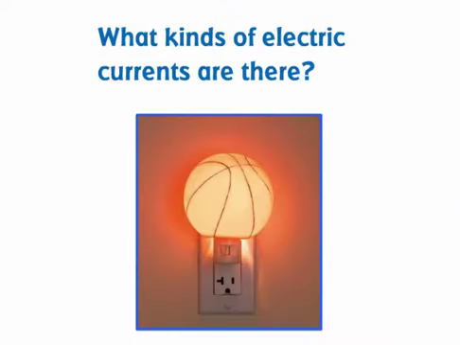What kinds of electric currents are there? Most generators that make electrical energy produce an alternating current, or AC. Alternating current flows in one direction and then in the opposite direction. The electrical charges continuously flow back and forth. Electrical outlets in your home and at school use alternating current.